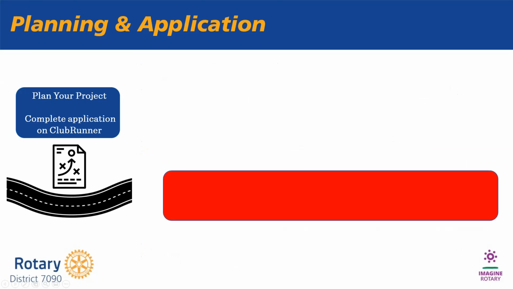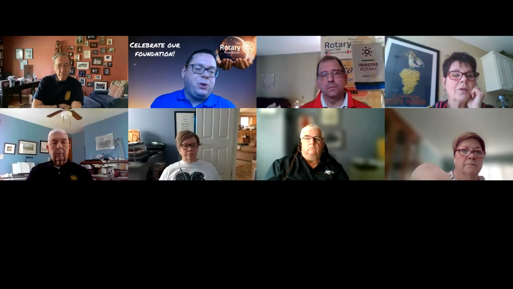Okay, so planning and application. What are some best practices around planning your grant and any tips you've learned over the last couple of years when you're applying for a district grant that you want to share with the group? I'll open it up. I know we've got some grant writers here. You need details. You need a lot of details. Get your costs down. Get the details. Yes, get your budget in place properly.